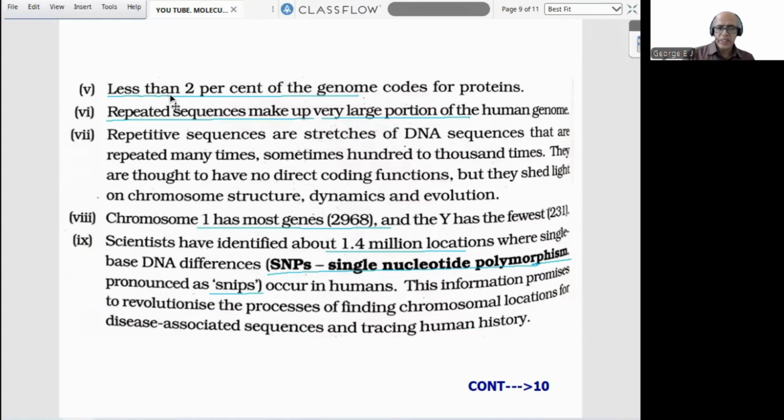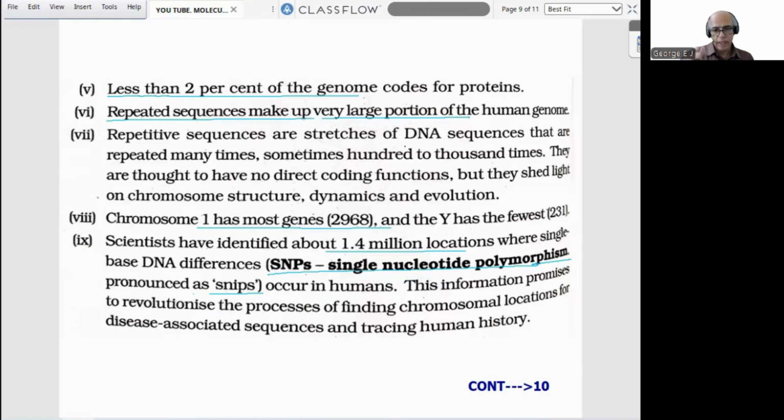Then repeated sequences make up a very large portion of the human genome. That's all coming under fingerprinting. Repeated sequences are stretches of DNA sequences that are repeated many times, sometimes hundreds to 1,000 times. They are thought to have no direct coding function, but they shed light on chromosome structure, dynamics, and evolution.